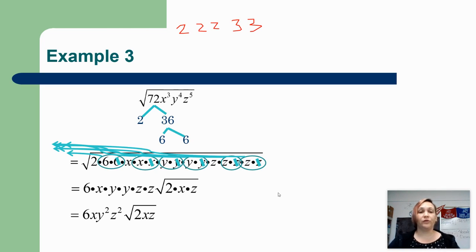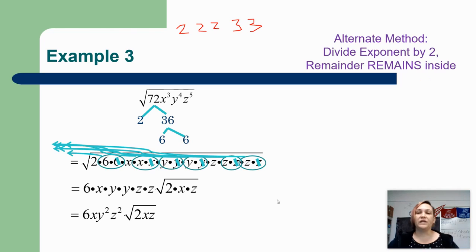So when you're square rooting a variable with an exponent, essentially you're taking your exponent and you're dividing it by 2, because a square root is looking for an exponent of 2. And so the alternative way to dealing with variables with exponents is you could divide the exponent by 2, and then if it doesn't divide evenly, then the remainder from your division problem will remain inside the radical. So let's take a look at that method.